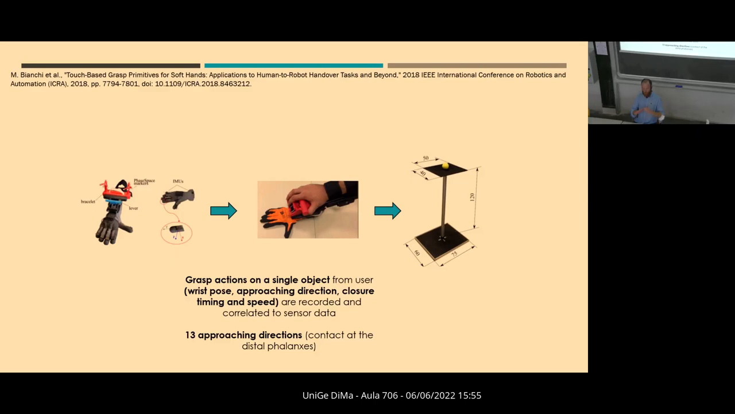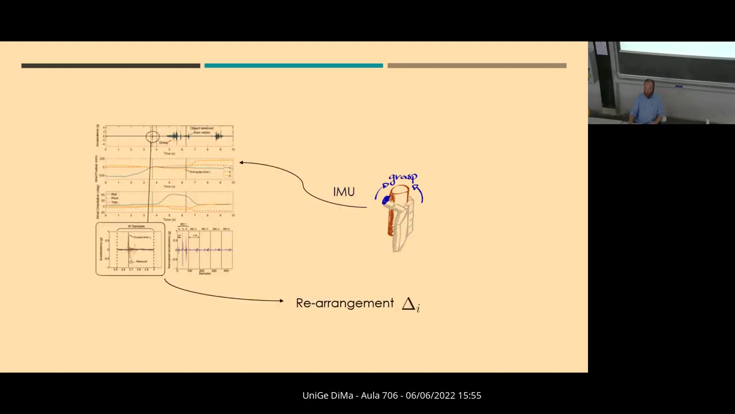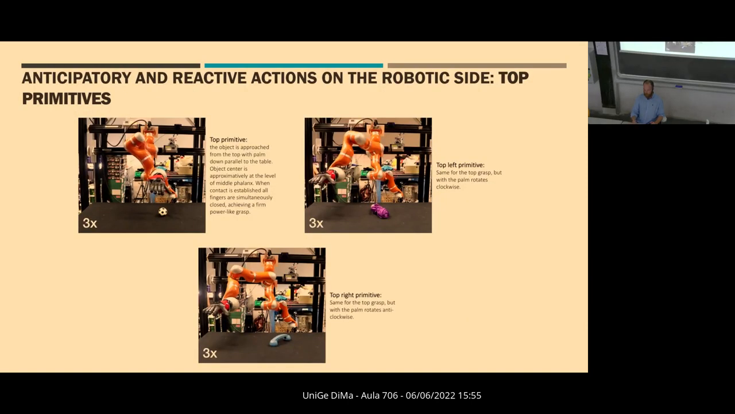So we endowed our soft hand with IMUs on the fingernail, and we recorded the contact with a single object placed on a pole, and we related the acceleration profile with the wrist orientation. In this way, we identified a set of 13 primitives, which is a good trade-off between exhaustiveness and the capability of implementation. And this is what was used to close the approaching primitive. So once the object was contacted, we have this reactive phase. And these are some of the primitives that we identified and implemented.